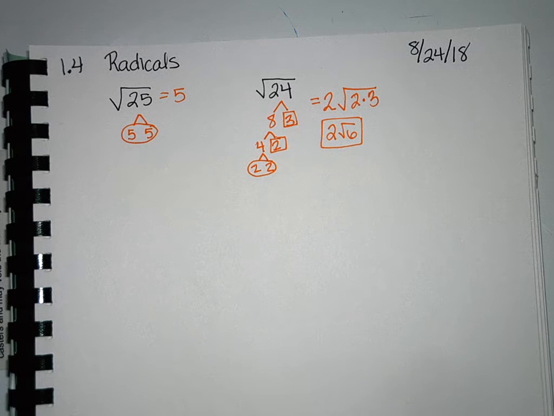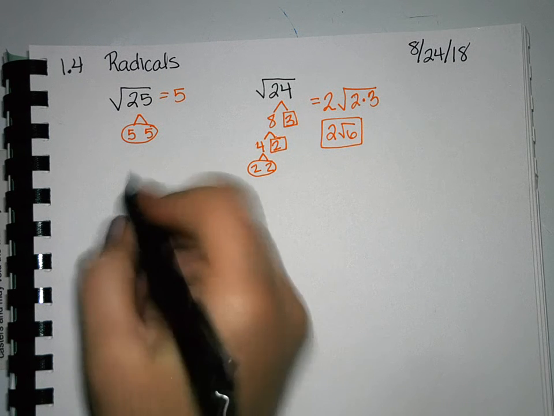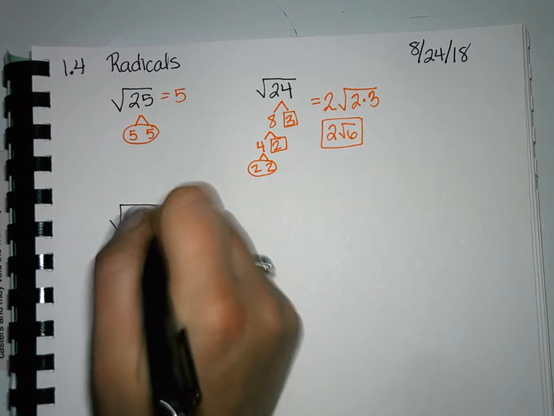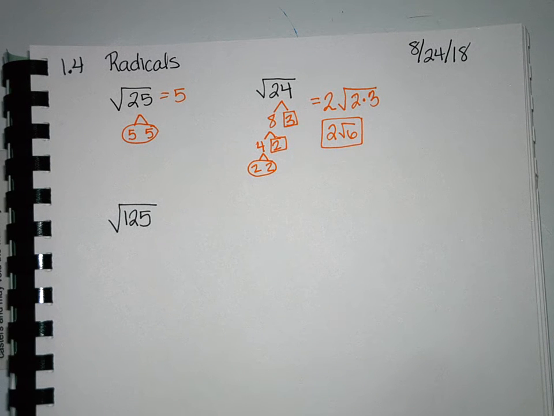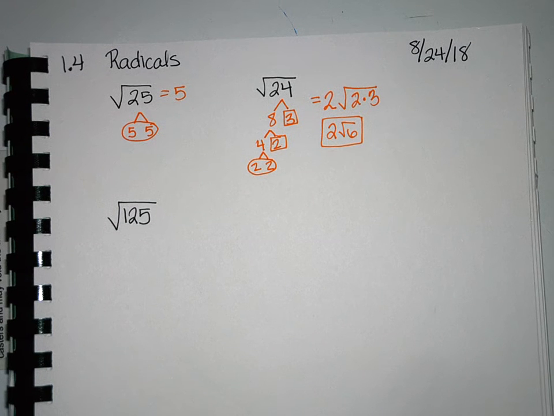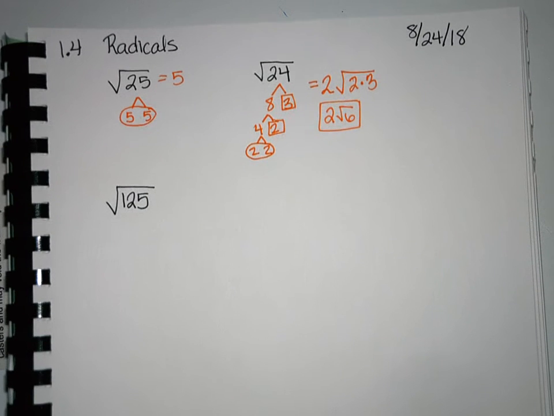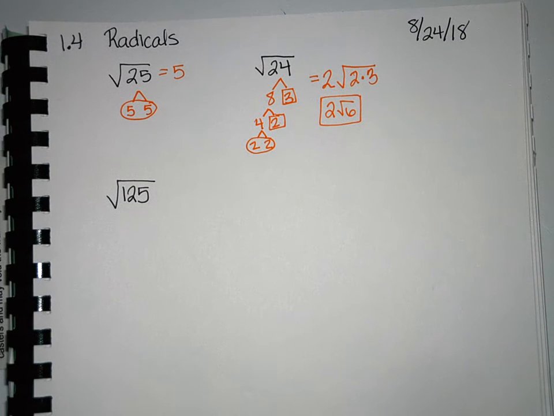So we're going to do quite a few more just to make sure we have the process. If at any point you have a question, please raise your hand and ask. We use square roots all year long, so we need to make sure that you guys know them at this point. So our next one we're going to do is the square root of 125.